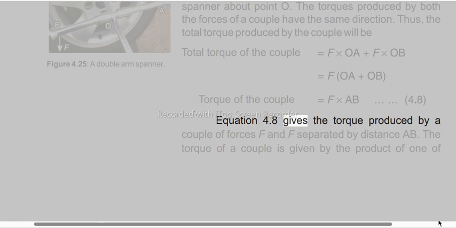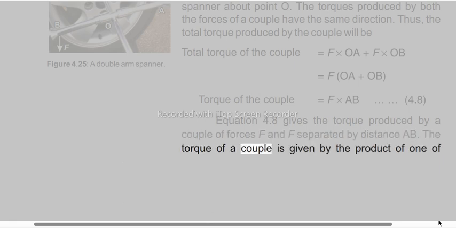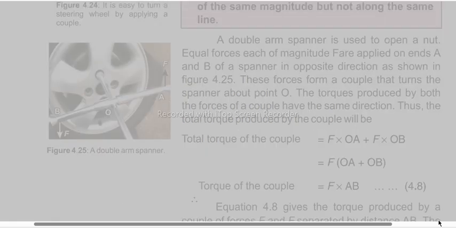Equation 4.8 gives the torque produced by a couple of forces F and F separated by distance AB. The torque of a couple is given by the product of one of the two forces and the perpendicular distance between them. Figure 4.24: it is easy to turn a steering wheel by applying a couple. Figure 4.25: a double arm spanner.